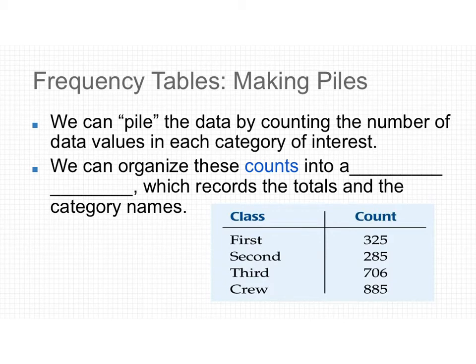Frequency tables, so making piles. We're going to cram a bunch of data in there, like you see here. This is information from the Titanic, which you guys will see in your textbook, as far as the crew, third class, second class, and first class passengers. We can count the number of data values in each category of interest. We can organize those counts into a blank, and from your reading you should be able to fill that in. You'll have that as a response, which records the totals and the category names.